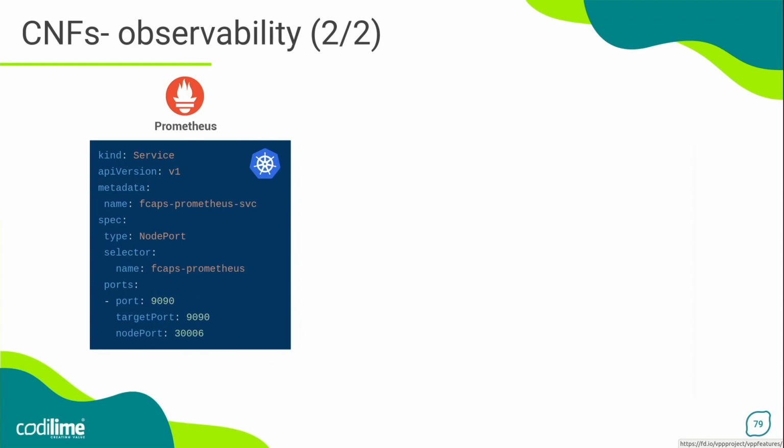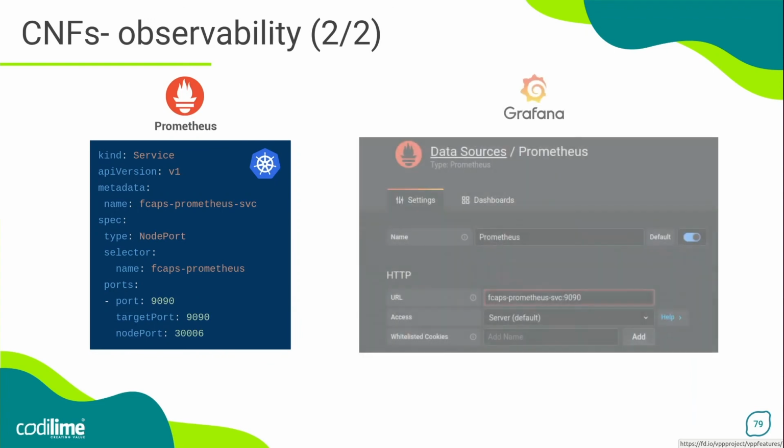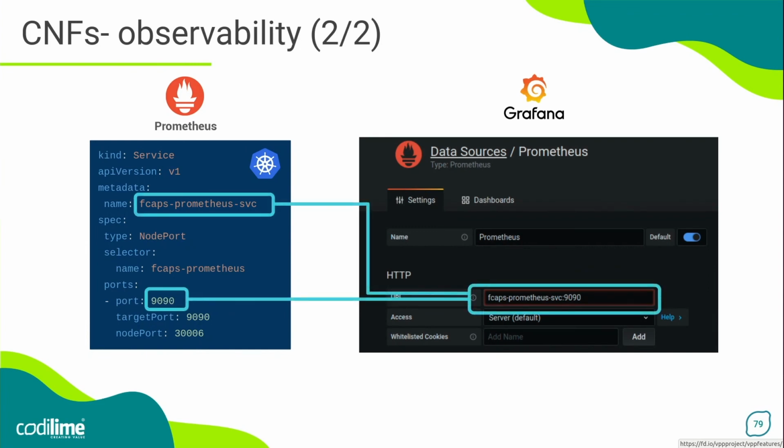Also, the Prometheus instance has its Kubernetes service created in our setup. It is consumed by the Grafana instance, which takes the data for the visualization from Prometheus. To make it work, one has to put the Prometheus service name and the port number in the Grafana web UI.